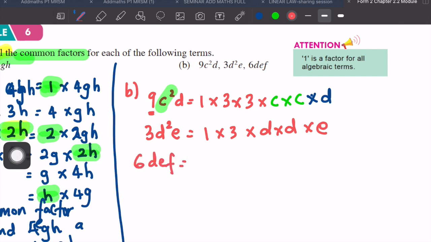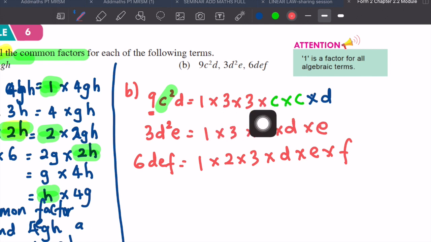Okay, what is the prime factor for 6? So, we have 1 times 2 times 3. Okay, times D times E times F. Okay, so we have all the factors of each terms. Okay, so now we try to find what is the common factor. Apakah yang sama? Okay, so kita compare one by one.